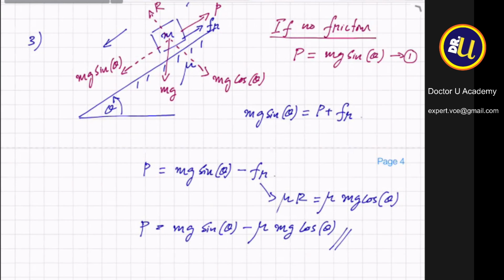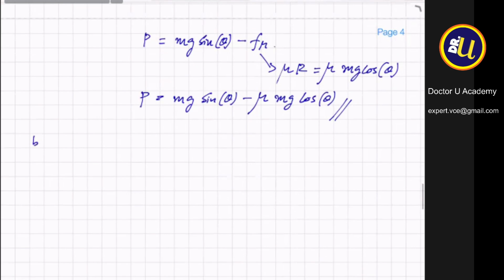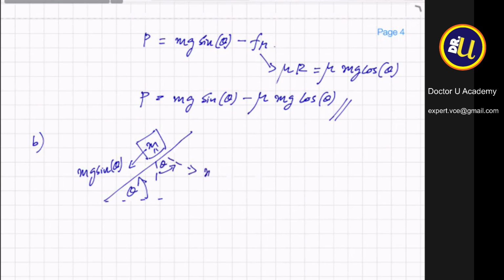Now part B is talking about this system where you have the mass only. This mass is moving downwards with mg sin theta. When you resolve it, this is theta here, so this would be mg cos theta. The weight force is mg, so mg sin theta is the only force acting on this. If you remove that P, on top of that you will have a friction force the other way. So the motion is this. As I told you before, the friction force is always opposite to the direction of motion.